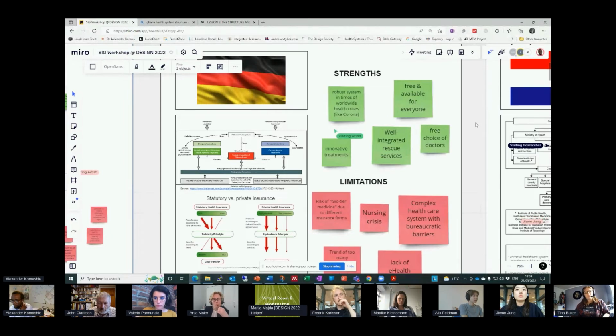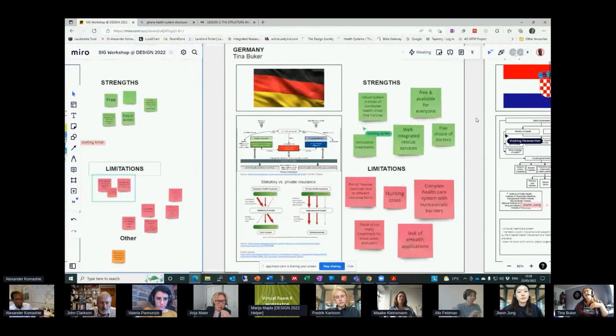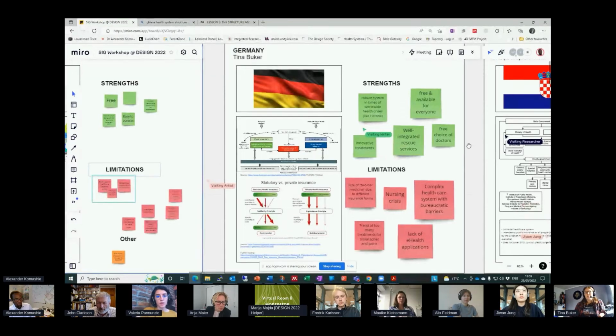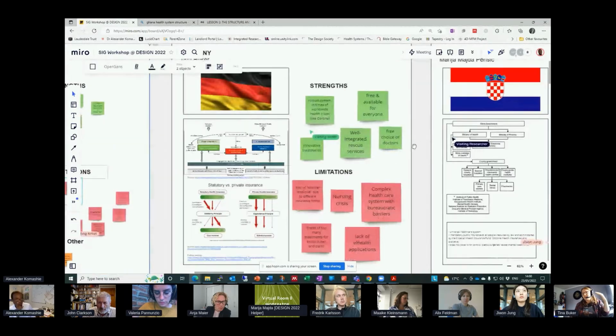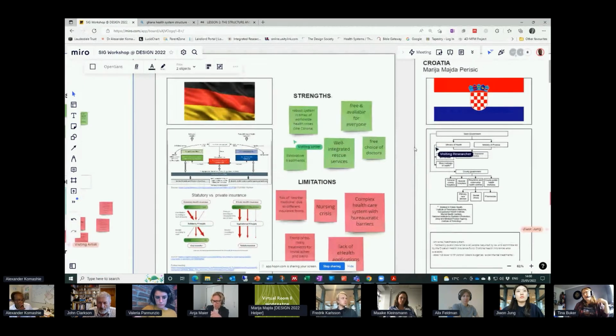And of course, what I really don't like in the German system is that we are not really that good in e-health. I guess there would be much more possibilities, but we have such a complex system, and the bureaucracy is just very high in Germany, everywhere, as well as in the health system. So this is kind of a challenge to really make those applications.